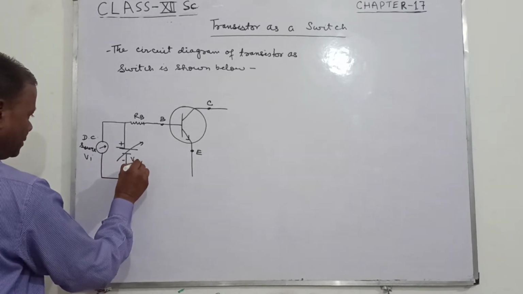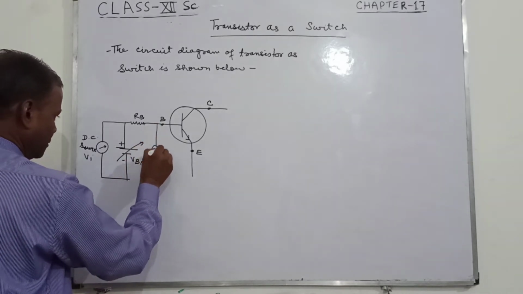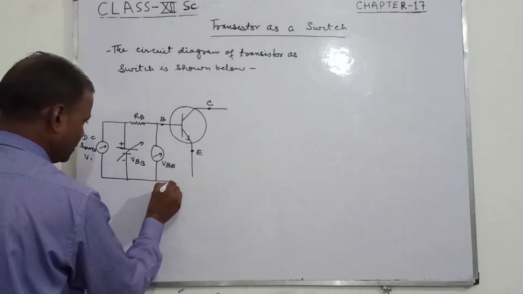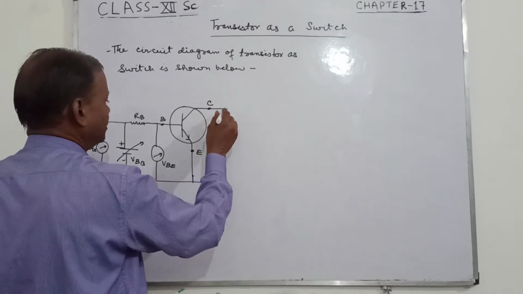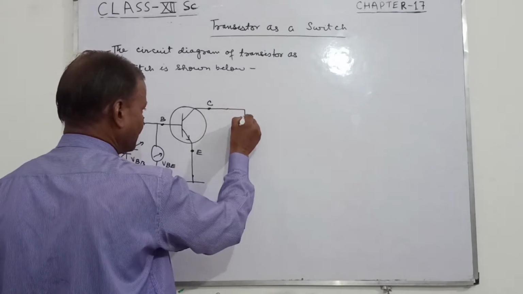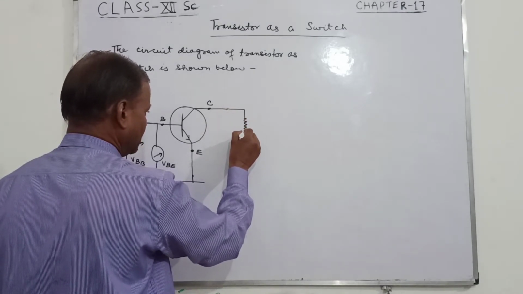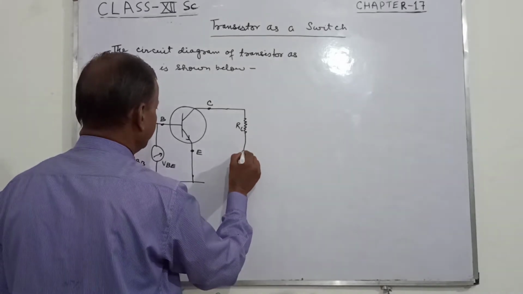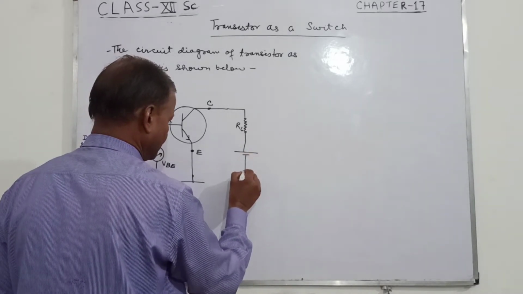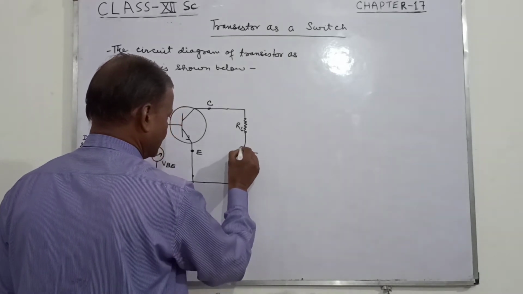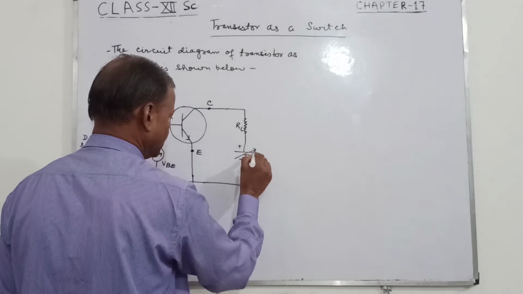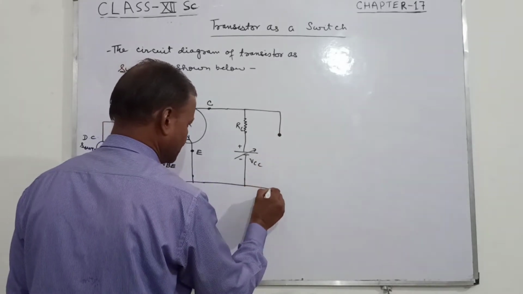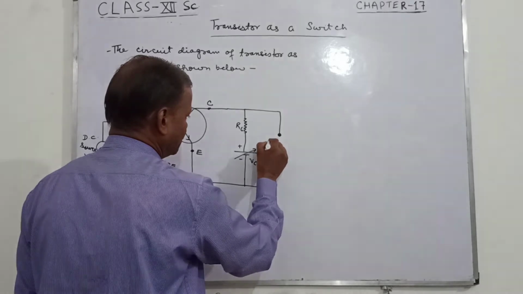This is V, and this is your VE. And here we have RC, and this we have the positive and negative, this is VCC, and here we get the output.